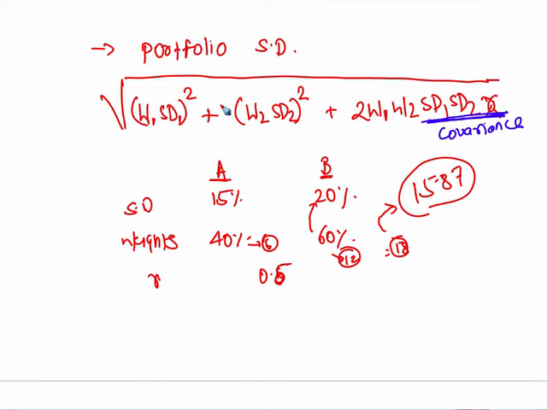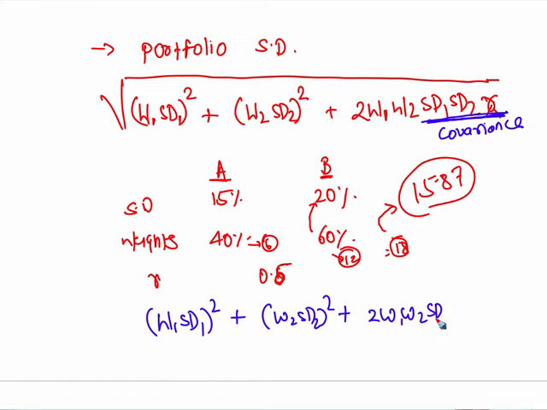And therefore, the alternate formula for portfolio standard deviation: weight 1 standard deviation 1 square, weight 2 standard deviation 2 square, 2 weight 1 weight 2 into covariance, and then we would put this under root. I'm so sorry. We don't need standard deviation anymore, just the covariance. Are we fine?